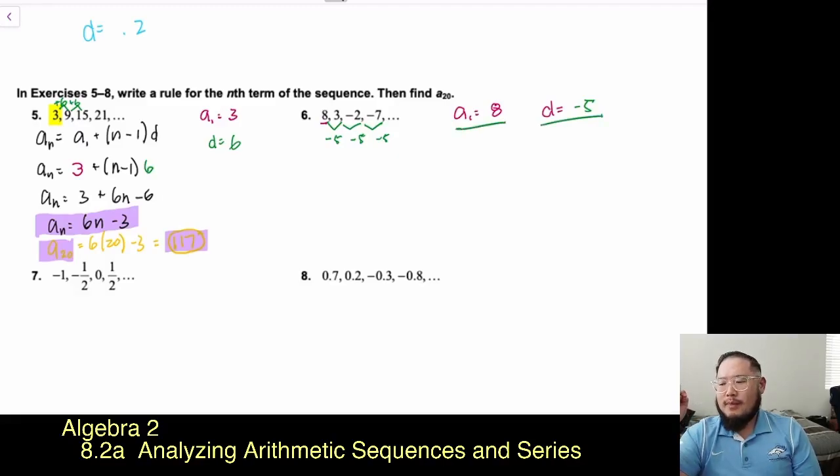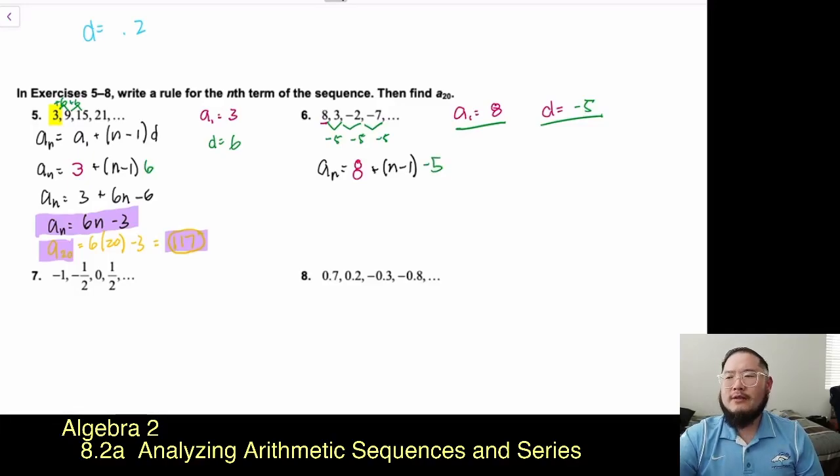So now it's just a matter of let's plug things into our equation. We start with a sub n, and remember, that equals a1. So I'll plug in 8, and then we have plus n minus 1 times our common difference, which is 5, or negative 5 in this instance. Okay, so now that I have this, we will go ahead and distribute and simplify.